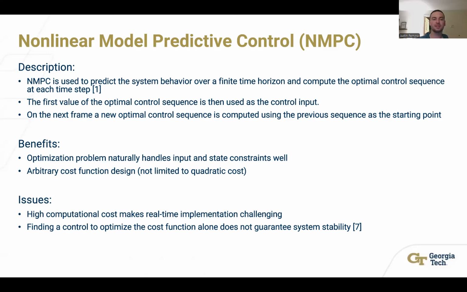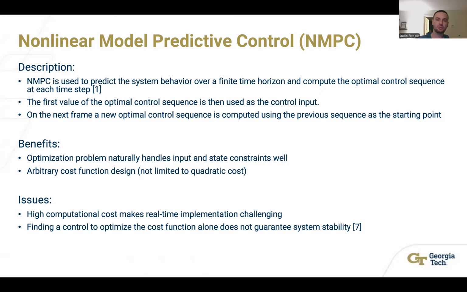Some good benefits of this algorithm are that the optimization problem being solved at each frame naturally handles the input and state constraints very well. It also allows for an arbitrary cost function design that's not necessarily limited to just your standard quadratic cost function.